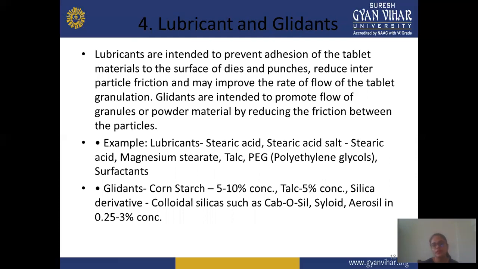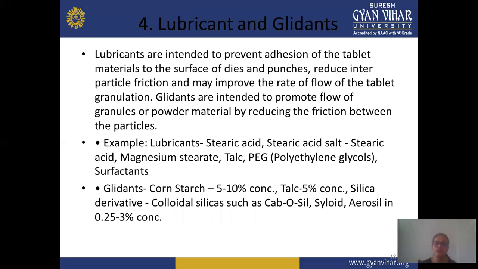Next is lubricant and glidant. Lubricant and glidant improve the flow property of particles. Lubricants are intended to prevent adhesion of the tablet material to the surface of the die and punches. Lubricant and glidant have similar properties, but there are a few differences between them. Lubricants are those excipients which prevent adhesion of the tablet material between the dies and punches in the tablet machine, reduce interparticle friction, and may improve the rate of flow of the tablet granulation.